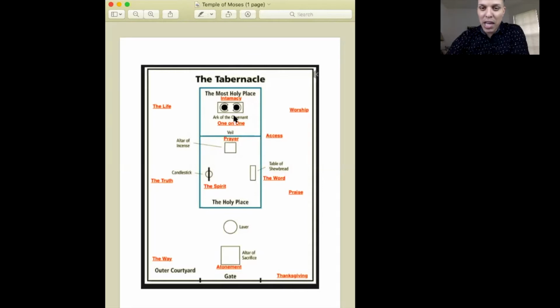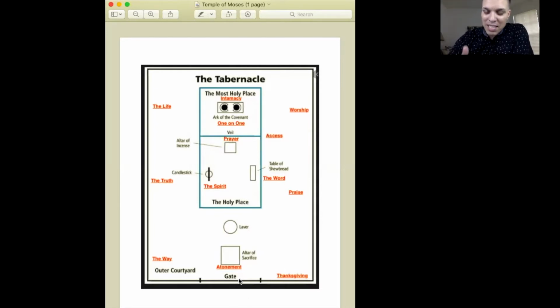So let's take a look at each little area because we're going to discover a lot of things. So here's the gate, the entrance to the temple. Again, who is the gate? Jesus is the gate. He is the door. Enter his gates with thanksgiving. So there's something we can take away from this.